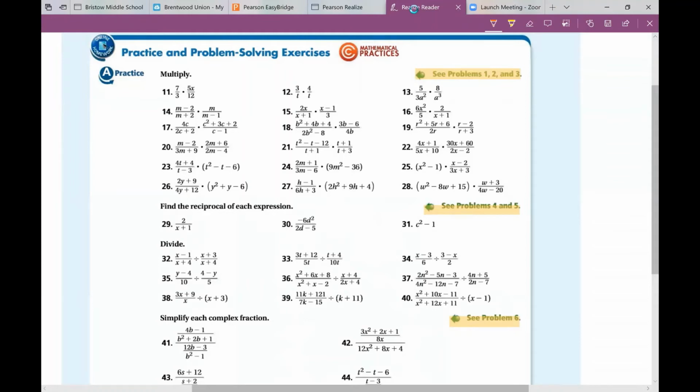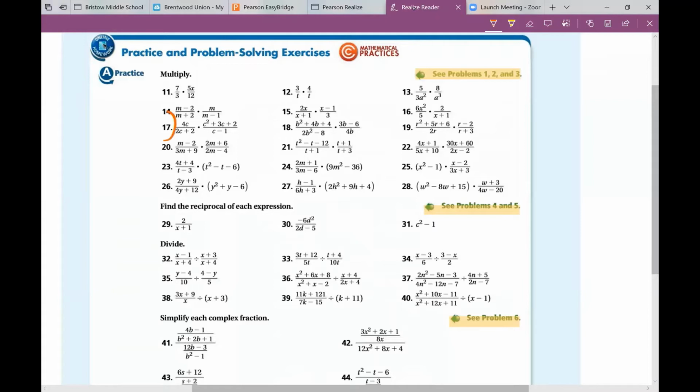Today is a little more complicated than lesson 11.1. Instead of just having one fraction, you will have two fractions, and you'll be either multiplying or dividing depending on what the problem asks you to do. So I will begin with one that's a little more complicated because the first few ones are actually pretty easy.